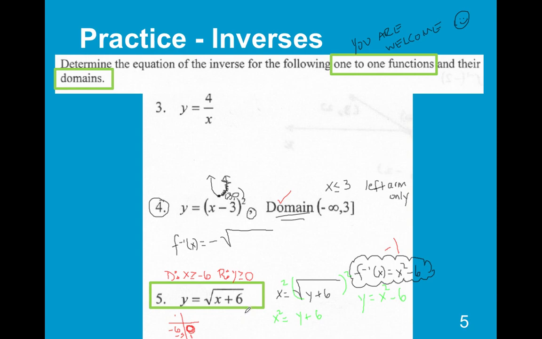What's the number one fun fact of inverses? Domain and range are switched. What is the natural domain of x squared minus 6? 2 arms, right? 2 arms, a domain of all real numbers. In order to have this equation represent the true inverse of y, its domain, polite pause, is the range of the original. OMG.